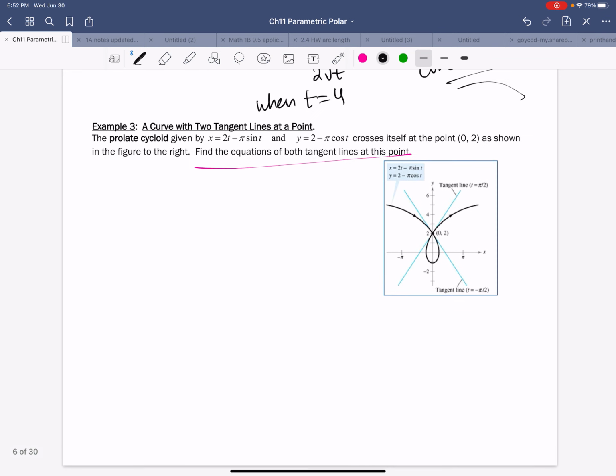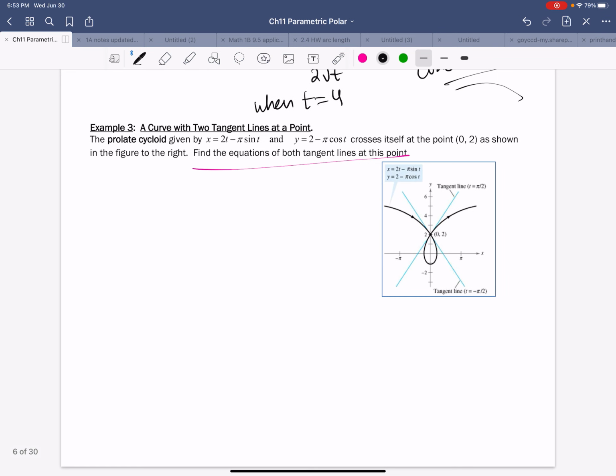A curve with two tangent lines at a point. So here we're looking at one curve that has two different tangent lines. It's a parametric equation, and we're looking for the tangent line at positive pi over 2 and negative pi over 2. The curve is defined by x equals 2t minus pi sine t, y equals 2 minus pi cosine t.